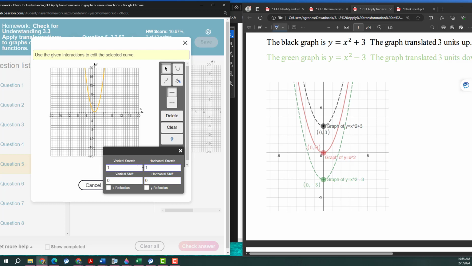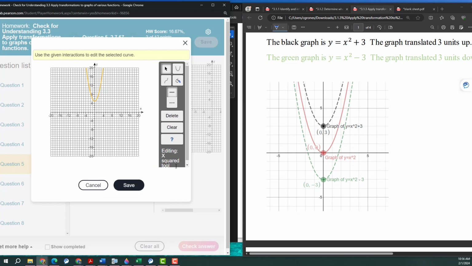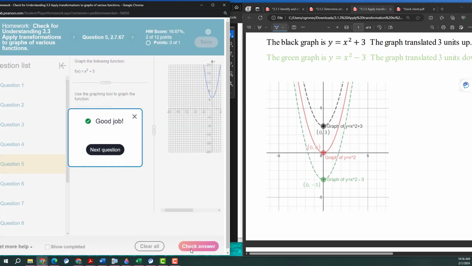Okay, so there is not a stretch. There is a vertical shift of 5. I'm not sure why it didn't do that when I chose the point. So it is a vertical shift of 5. Okay, save. All right.